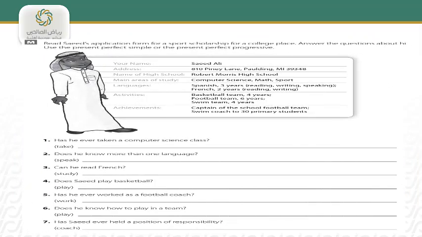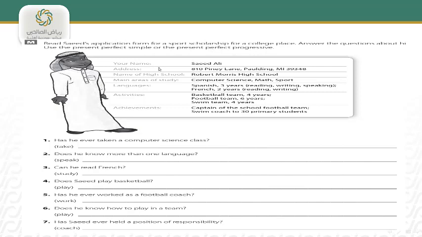Let's take some exercises that may help us understand more. Read Said's application form for a sport scholarship for a college place. Answer the questions about him. Use the present perfect simple or the present perfect progressive.